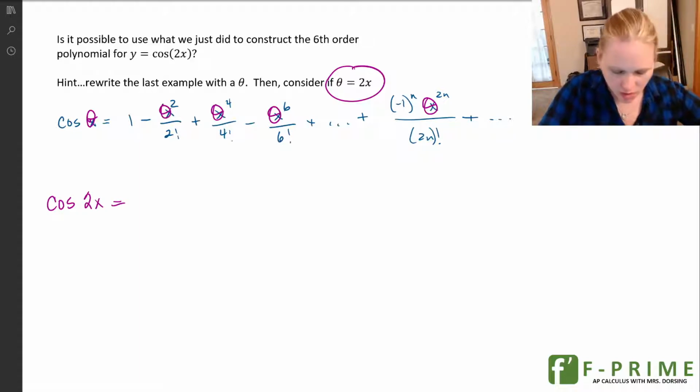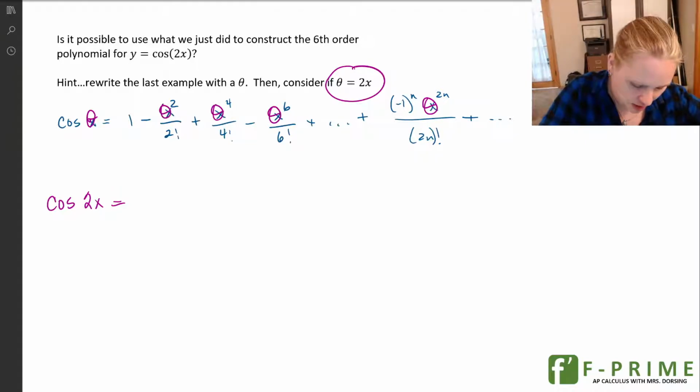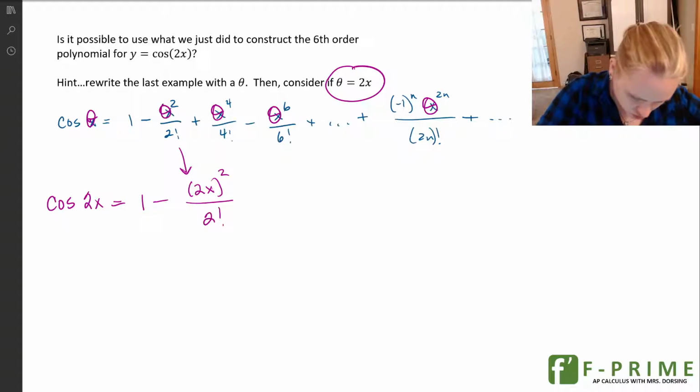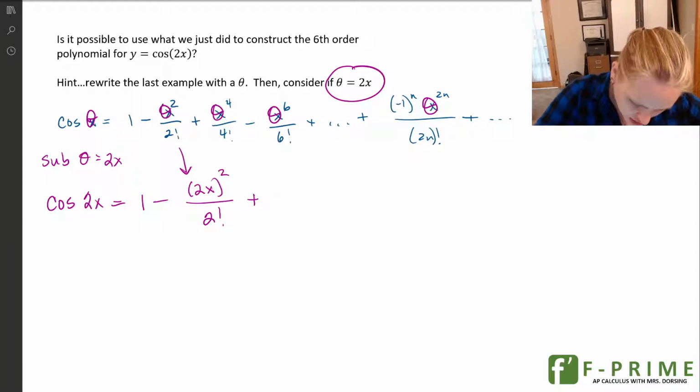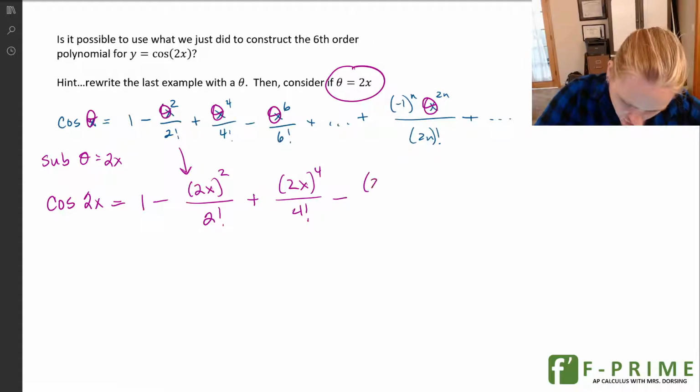all I would need to do is, if I know this formula, if I know what the cosine of x is, I can consider the x's to be thetas. And I can simply write it like, instead of theta, I'm just going to put a 2x in as my theta. I'm going to substitute theta equals 2x. And I get a polynomial that looks like this. 2x to the 4th over 4 factorial minus 2x to the 6th over 6 factorial.